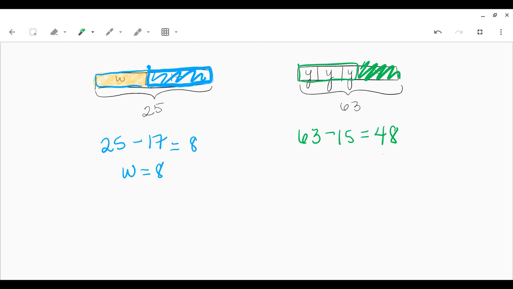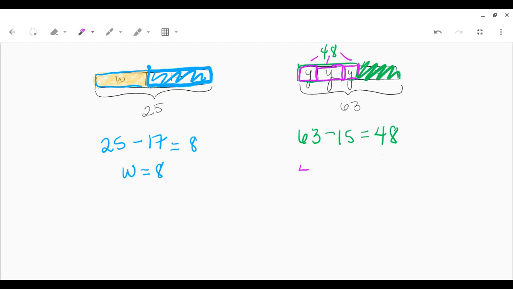So now I know that all three of those y's together are 48, but I need to know just what one y is. So if I need to know one y, I need to first consider how many y's total do I have? I have 1, 2, 3. So I want to take my 48 and split it equally among 3. So I'm going to do that.